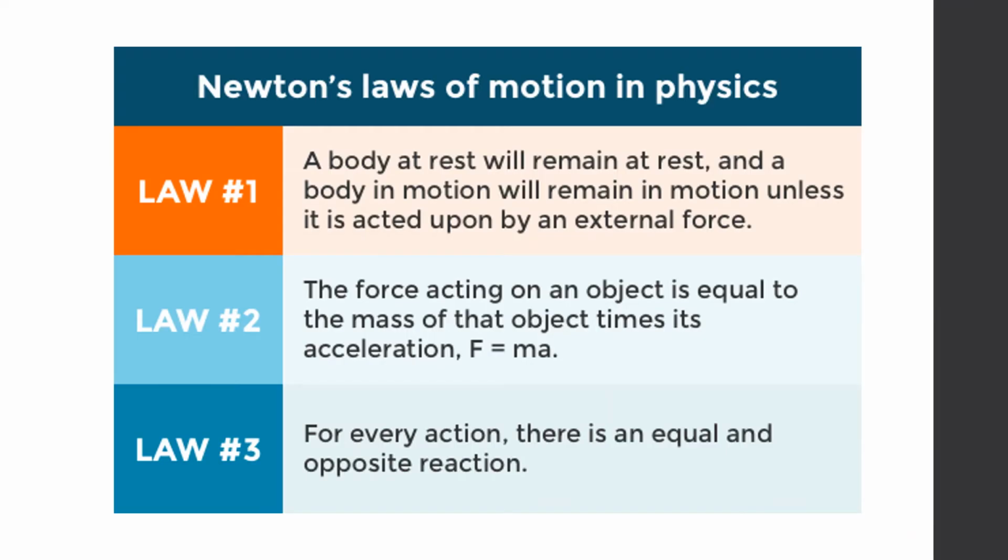So there are three laws of motion by Isaac Newton. The first law states that a body at rest will remain at rest and a body in motion will remain in motion unless acted upon by an external force. Second, the force acting on an object is equal to the mass of that object times its acceleration, or force equal to ma. And then your third law is for every action there is an equal but opposite reaction.